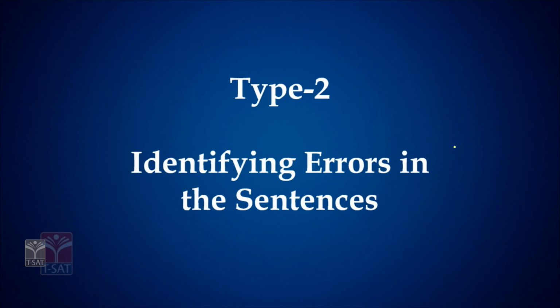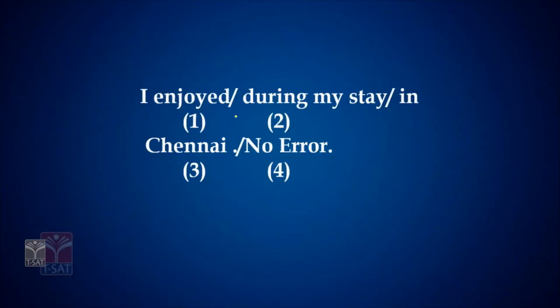Type 2, identifying errors in the sentences. So, in this section, a sentence is given and a particular part of the sentence needs to be corrected, and the sentence is marked 1, 2, 3 and 4. Sometimes the sentence may be correct, so maybe no error. We will have to see. So, see the one, I enjoyed during my stay in Chennai.